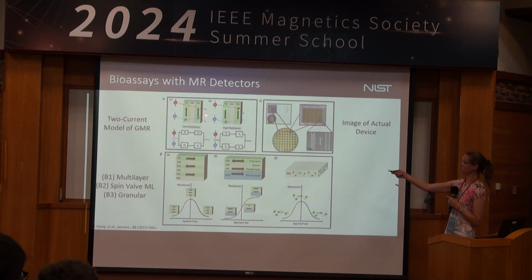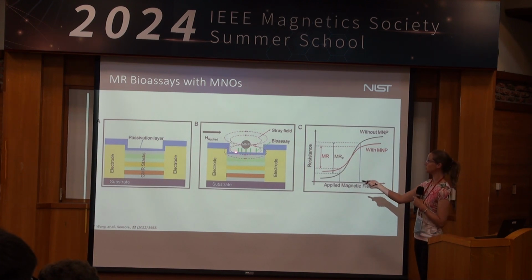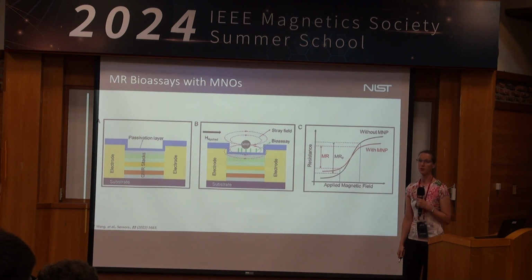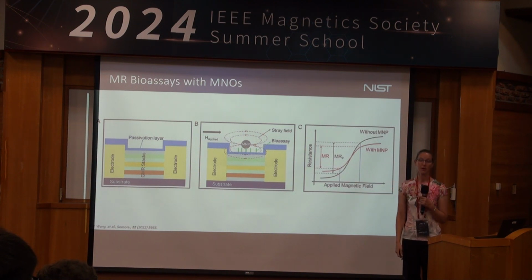You have the two current models, parallel, low resistance, anti-parallel, high resistance state, and how that actually matters is because we're going to use the magnetic nanoparticle in order to change the field that they see and therefore the orientation. So if this is my GMR sensor, the first thing I have to do is put a passivation layer on it. And the reason is you're sticking these in water. You don't want to oxidize your magnetic fields.